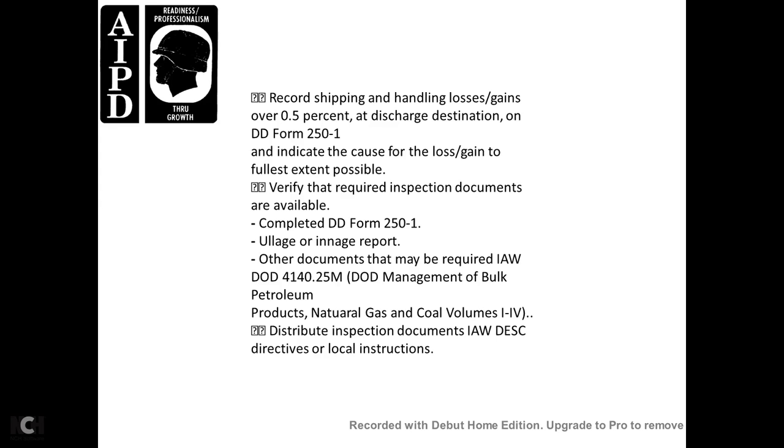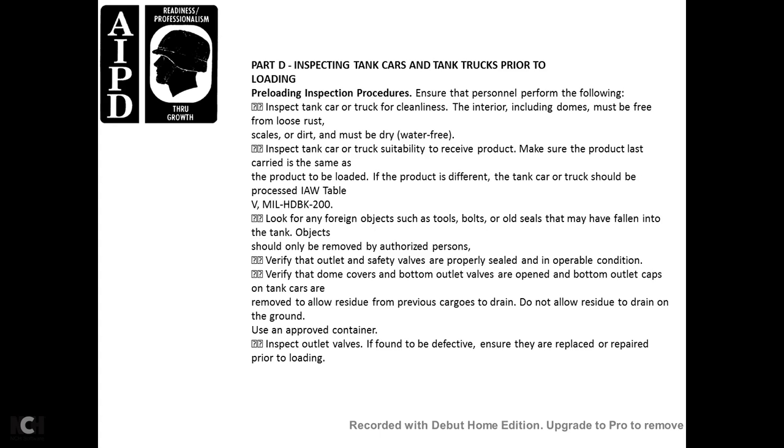Verify the required inspection documents are available, including the completed DD Form 251, ullage report, and other documentation that may be required by the AAW Department of Defense 4140.25, DoD Bulk Petroleum Products, Natural Gas, and Coal, Volumes 1 through 4, distribution inspections IAW Defense Energy Support Center directives and local instruction.